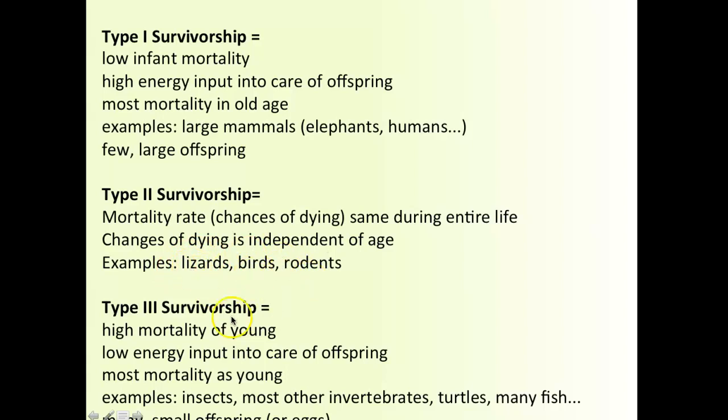Type 3 survivorship, we have a high mortality of the young because the parents do nothing. There's low energy input into the care of offspring. And most mortality as you're young, insects, these examples are insects, most of the invertebrates, turtles, many fish. You can't really see this, I'm sorry, it's cut off, but they usually have so many, and also very small offspring or little eggs, right? So they get plucked off.